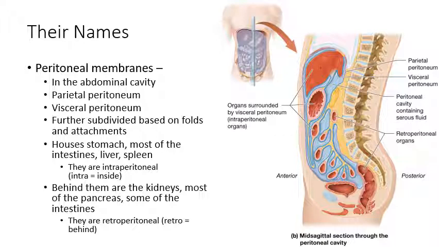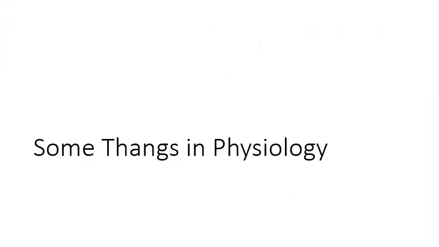Actually, you don't need to know which organ is which there. So now that we've covered the language of anatomy, I just want to go over a few concepts in physiology that apply to all the different organ systems that we're going to study in A&P 1 and that you'll study in A&P 2.